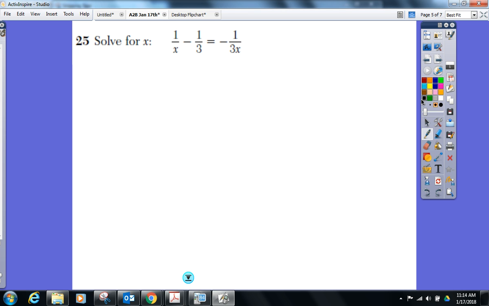Got to get rid of the denominators. What are you going to find for me then? Sarah? Common denominator. I got 3, I got x, and I got 3x. Common denominator? 3x. Nice. Let's multiply all of them by 3x.